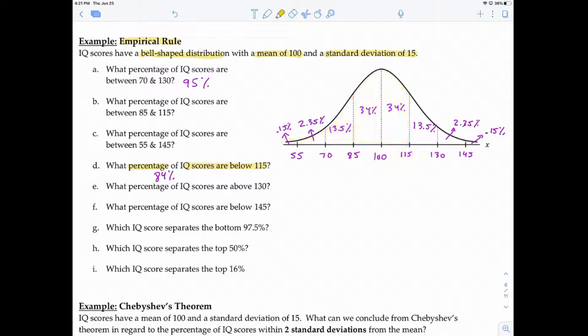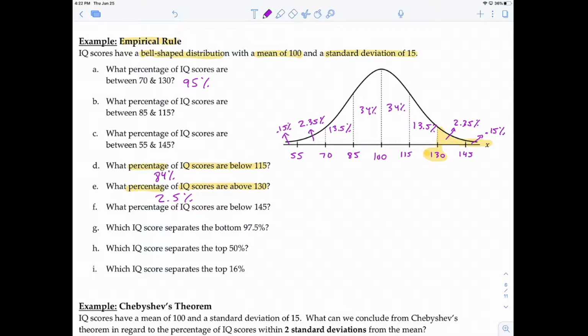And then the next question, let's go ahead and take a look at it. It says, what percentage of IQ scores are above 130? Well, here's 130, and the percentages above 130 are the ones right here, right? So this chunk and that chunk represent the population which have an IQ score of above 130. So that's going to be 0.35 plus 0.15, and that's going to be 2.5%. Question F, I'm going to let you guys do that one by yourself. You can pause the video if you want, and then check all my notes to see if you got the actual answers correct, right?